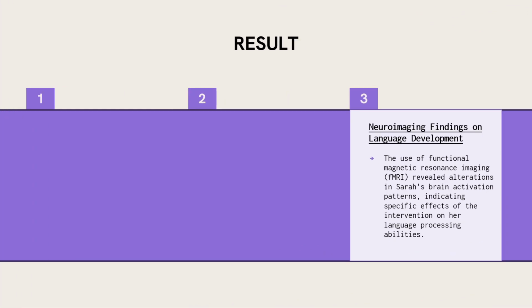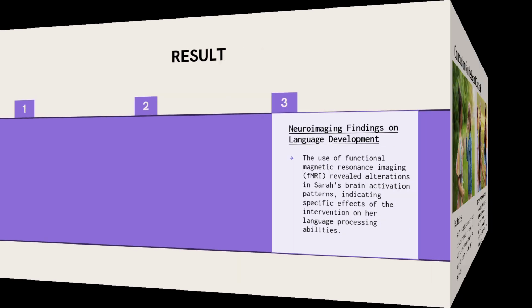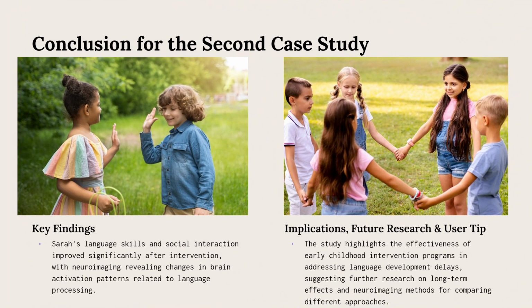Neuroimaging findings on language development. The fMRI alterations in Sarah's brain activation patterns indicated the effects of the interventions on her language processing. Sarah's story is a reminder that early interventions can be a game changer for kids with language delays. With the right support, little ones can unlock their words and embrace the beautiful symphony of communication.